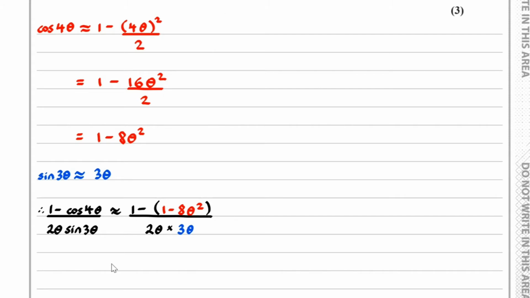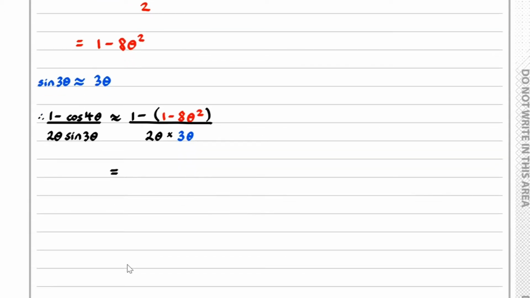And so, working this out, on the top, 1 subtract 1 is 0, and negative 8 theta squared, that's positive 8 theta squared, and then we divide this by 2 theta times 3 theta, which is 6 theta squared. And if we simplify this, it turns out we get 3/4.